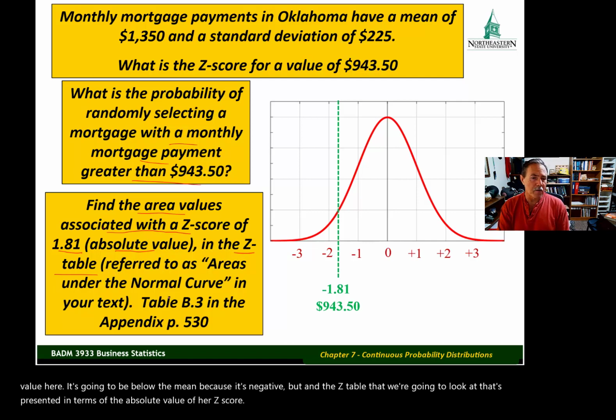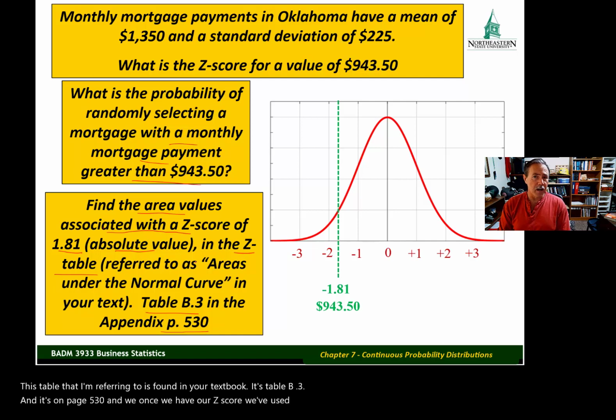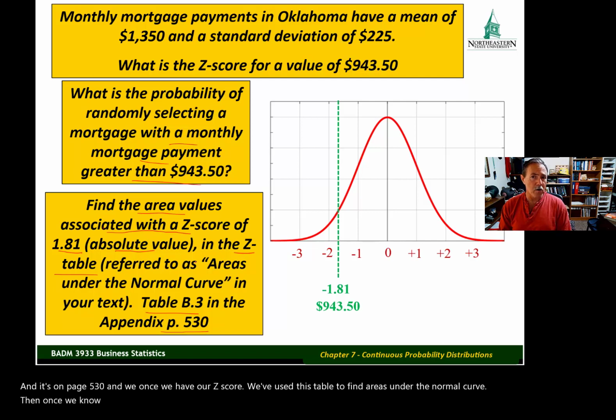This table that I'm referring to is found in your textbook. It's table B.3, and it's on page 530. And once we have our z-score, we use this table to find areas under the normal curve. Then once we know those areas under the normal curve, we can use that information and think in terms of probabilities.